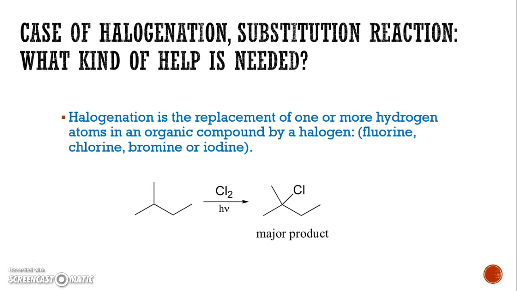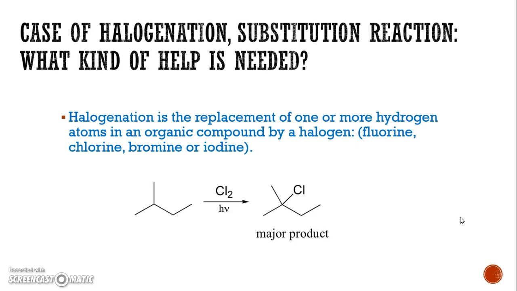In the case of halogenation substitution reactions, what kind of help is needed? Halogenation is the replacement of one or more hydrogen atoms in an organic compound by a halogen. That could be fluorine, chlorine, bromine, or iodine.